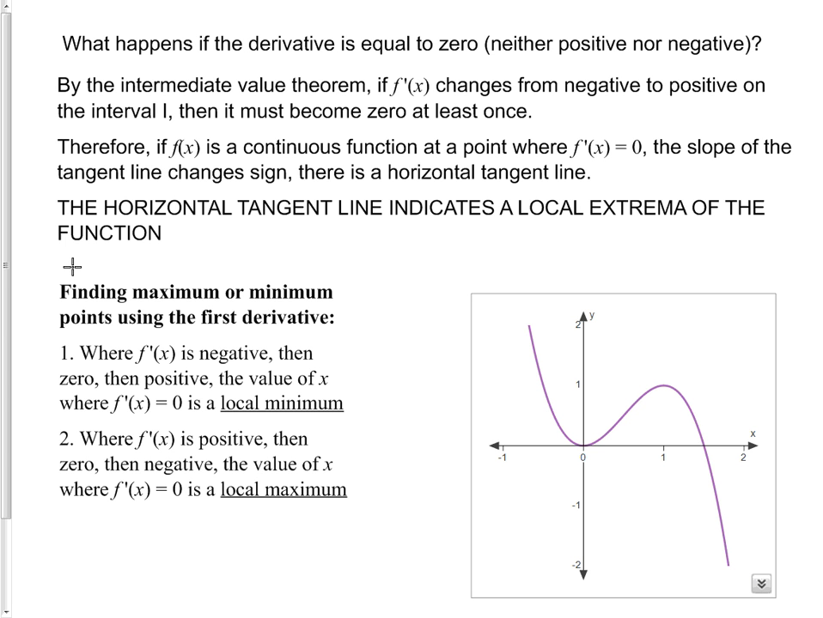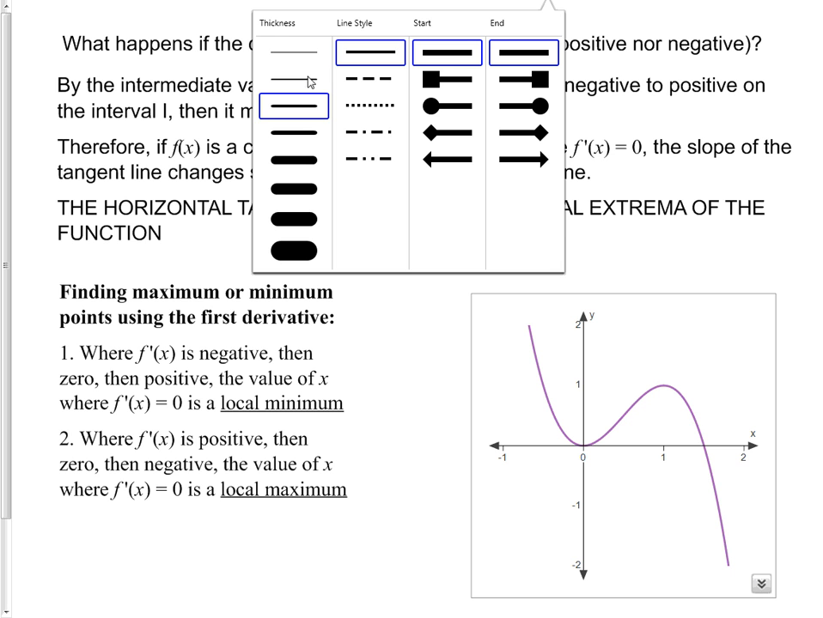Therefore, if we've got a function that's continuous on an interval, where the derivative itself is equal to 0, the slope of the tangent line changes sign. And there's a horizontal tangent line. The horizontal tangent line indicates the location of the extrema of the function. And you can visually see that that must be the case here.